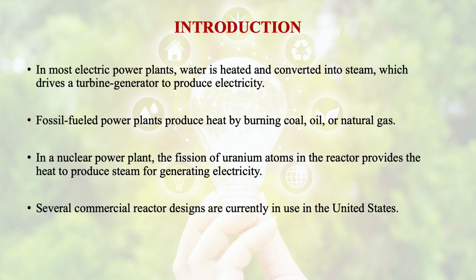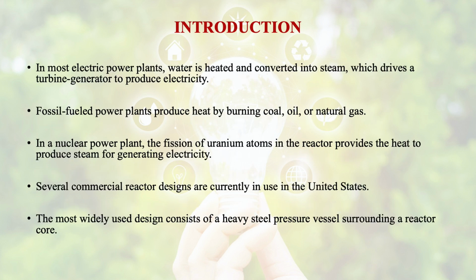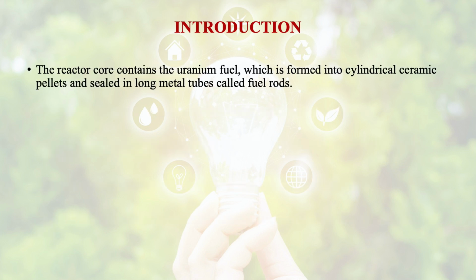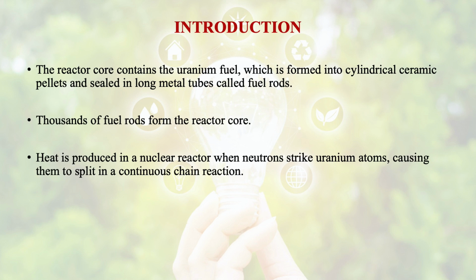Several commercial reactor designs are currently in use in the United States, and the most widely used design consists of a heavy steel pressure vessel surrounding a reactor core. This reactor core contains the uranium fuel, which is formed into cylindrical ceramic pellets and is sealed in long metal tubes which are known as fuel rods. Thousands of rods form the reactor core and heat is produced inside the nuclear reactor.